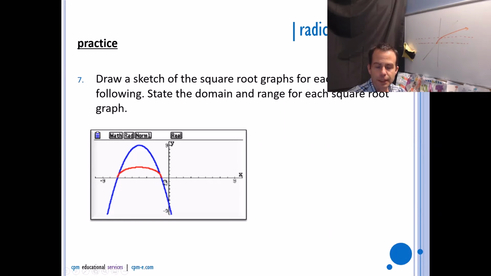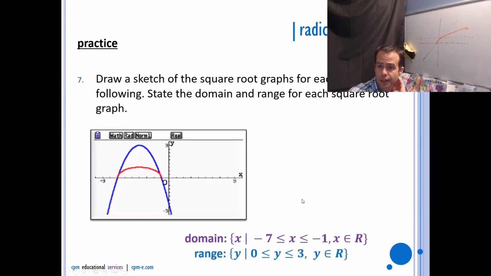Domain of that is going to be, what's that? -1, 2, 3, 4, 5, 6, 7. So -7 to -1. And my range will be from 0 to 3. Okay, it's not to infinity anymore because there's an actual top to this guy. So y will be 0 to 3.